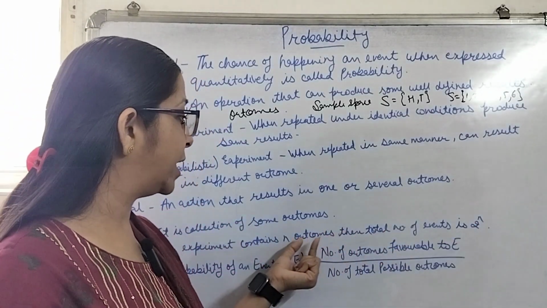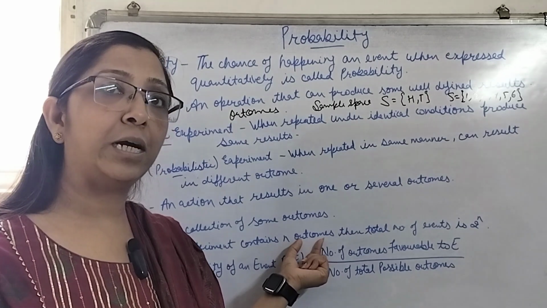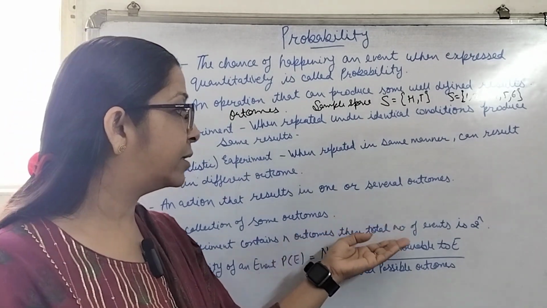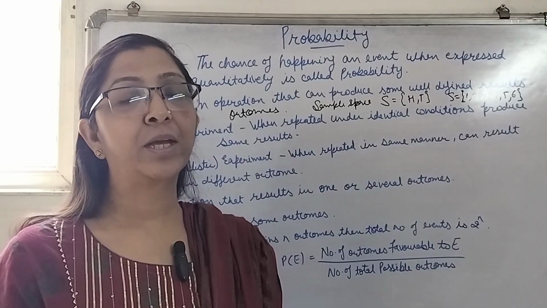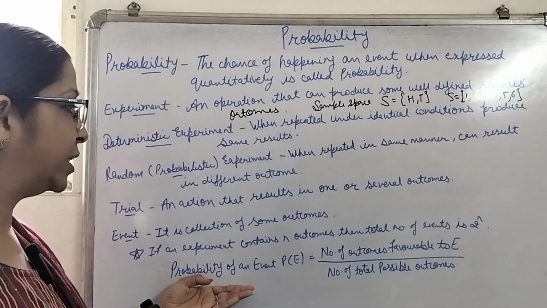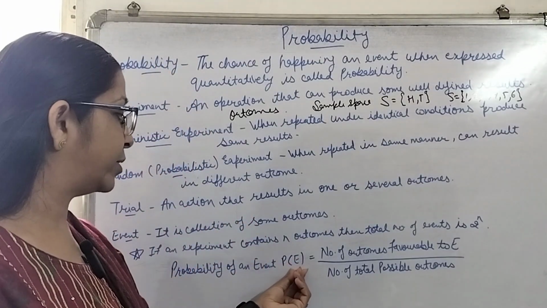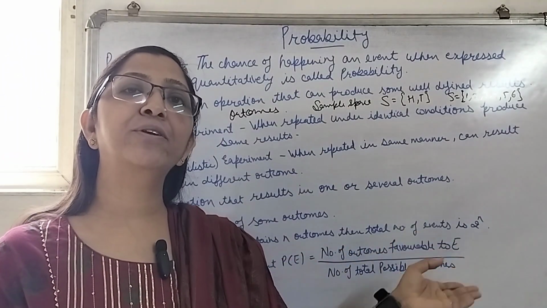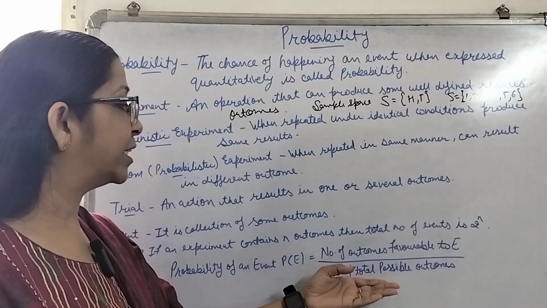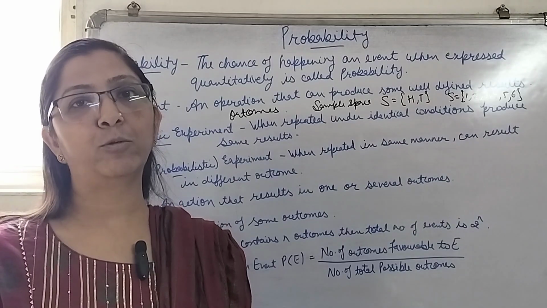That means if n number of outcomes is possible from your experiment, then the number of events will be given by 2 raised to the power n. And what is the probability of any of the events? Suppose E is the event, so the probability of the event E will be the number of outcomes which are favorable to the event divided by the number of total possible outcomes.